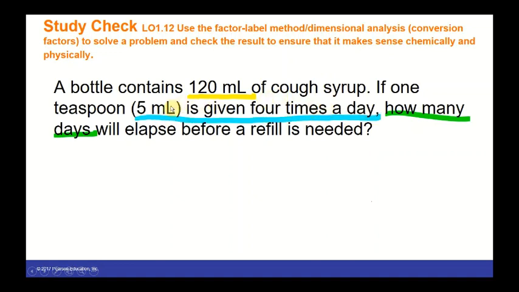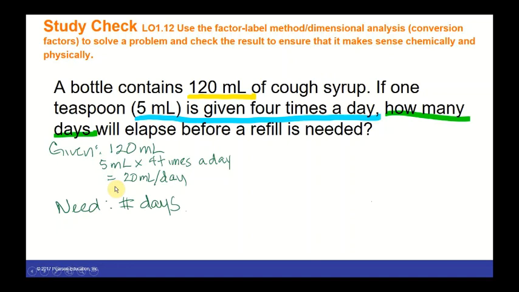We need to know how many days before we finish the cough syrup. Well, our conversion is given here. There's 5 milliliters that are given 4 times a day. However, we need to know how many days. So we know that there are 120 milliliters in the bottle, and yet we give 5 milliliters 4 times a day. So that equals 20 milliliters a day that we use out of the bottle. So we're going to use this conversion to figure out the number of days.